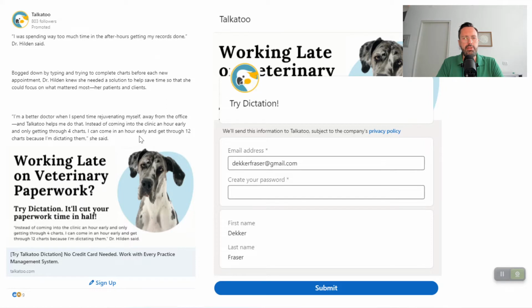is that she's able to get through, instead of 4 charts, she's able to get through 12 because she's dictating them. So basically what I'm doing is I'm teeing up this offer of the free dictation trial as the solution to the problem, and fully loading this image with lots of text. I do have an image that's going to grab attention for veterinarians, so an image of a dog.